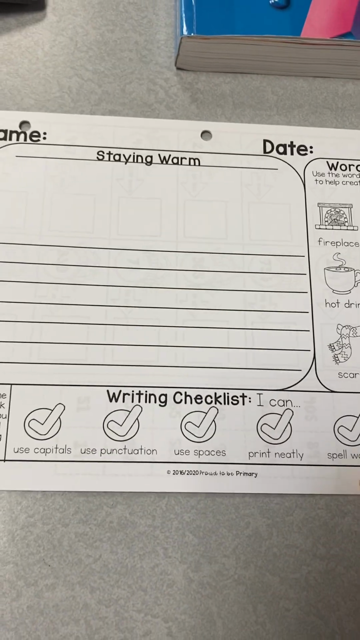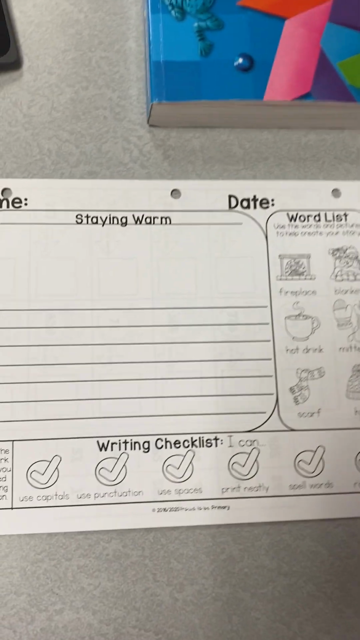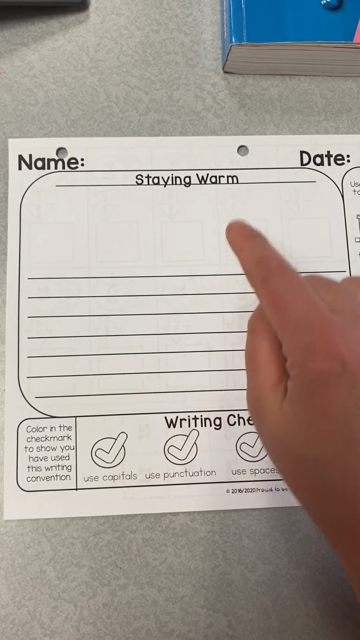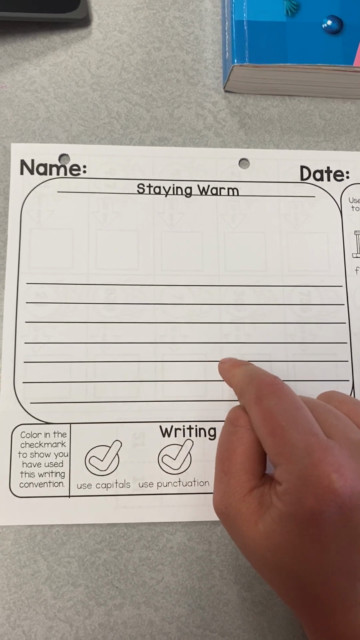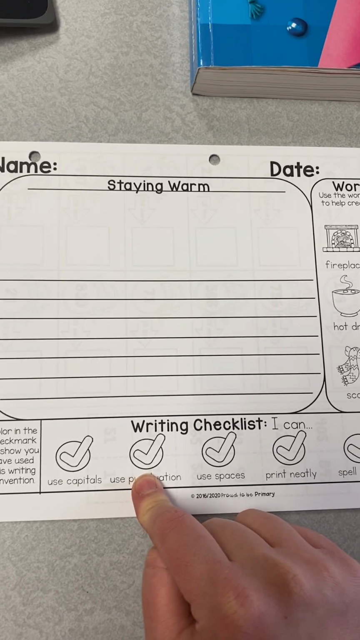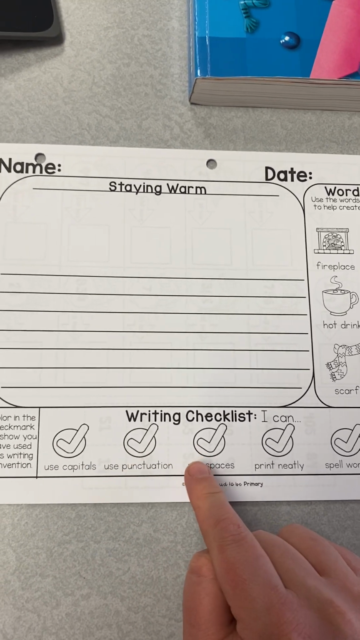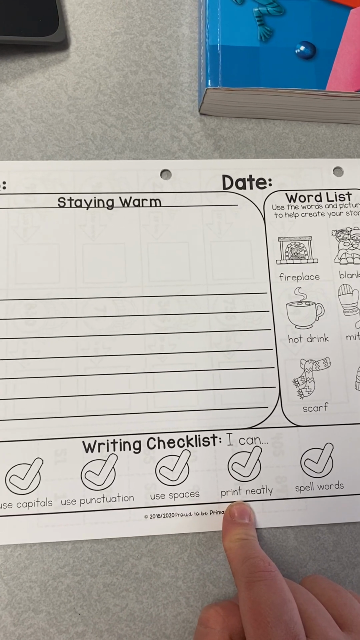For our writing mat, our writing lesson, we have staying warm. Again, you know the drill, second grade. Draw a nice colorful picture. We need 3 to 4 nice complete sentences. Use capital letter, periods, question marks, exclamation points. Make sure when you're writing you use proper finger spacing and it is neatly written.